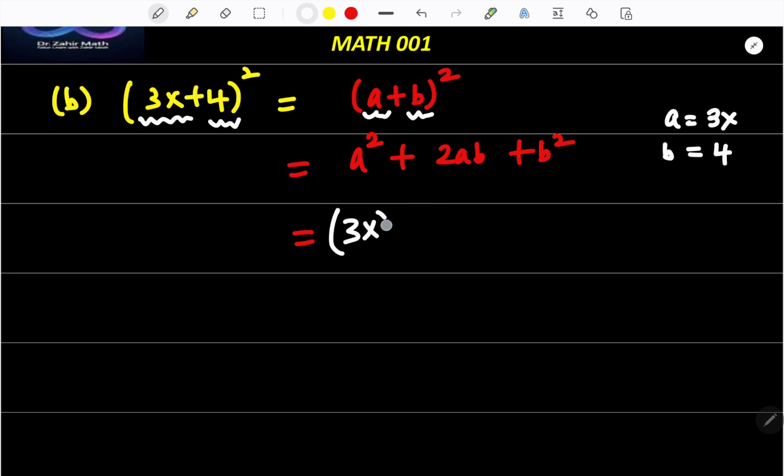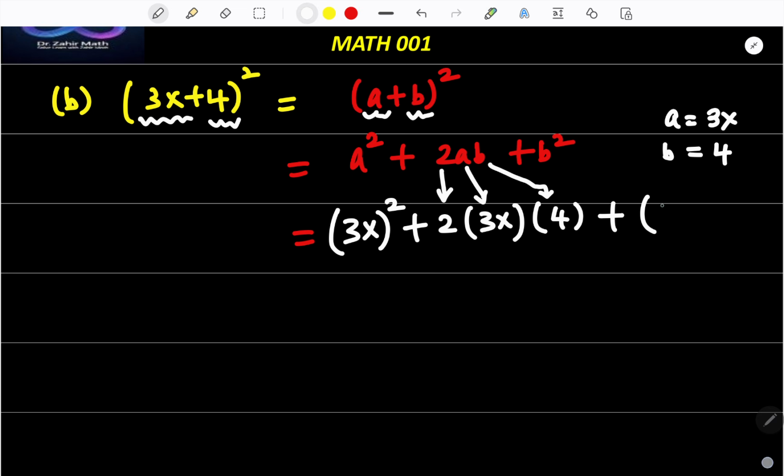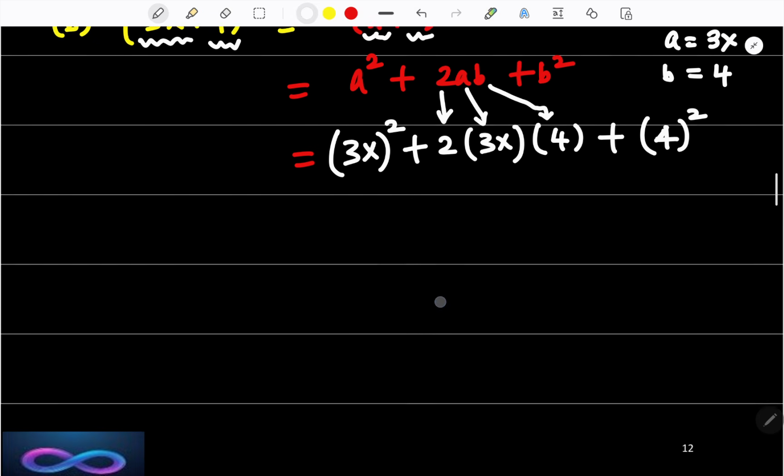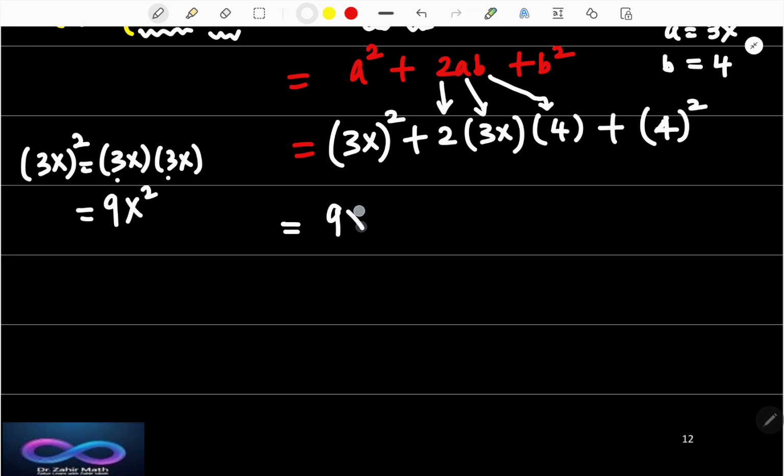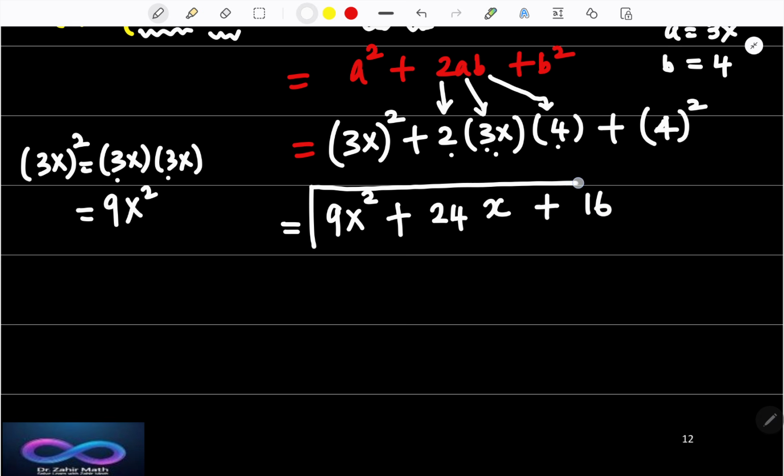So a square, what is a? 3x whole power 2, plus 2 times, what is a? 3x. What is b? 4. This is a and this is b. And then plus b power 2, which is 4 power 2. 3x power 2 means 3x multiplied by 3x. 3 times 3 is 9, x times x is x to the power of 2. So this is 9x to the power of 2 plus 2 times 3 is 6, 6 times 4 is 24, and then plus 4 to the power of 2 is 16. Clear, all of you?